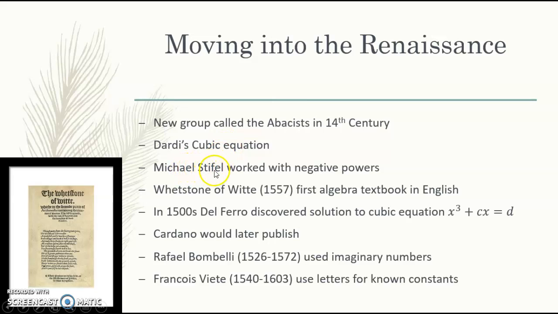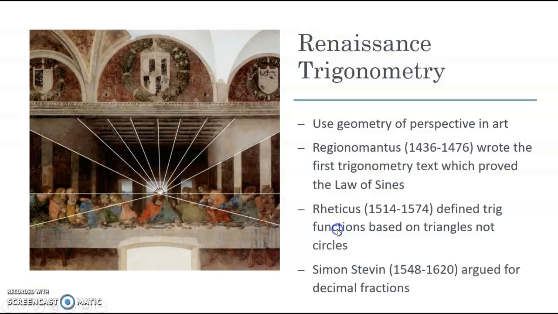We also have Stifel, who worked with negative powers. And during this time, there's printing of books, and here we see that the first English algebra textbook was written, and I have a picture of it right here. Also, in the 1500s, Del Ferro discovered a solution to the cubic equation. We also have Cardano, who would later publish the solutions. We have Bombelli, who used imaginary numbers, as well as Vieta, who used letters for known constants.